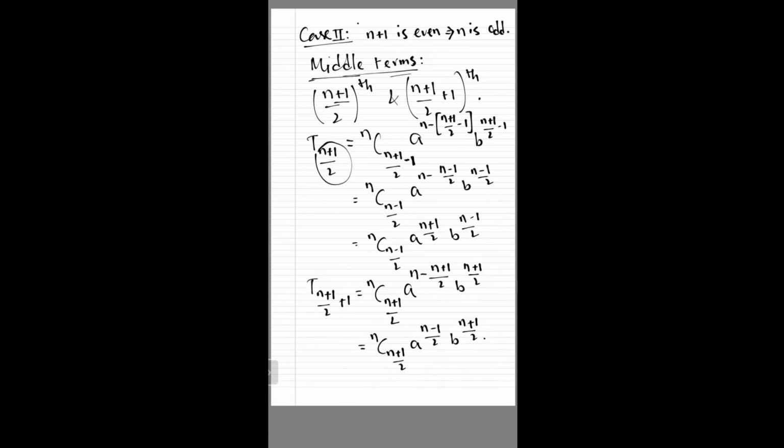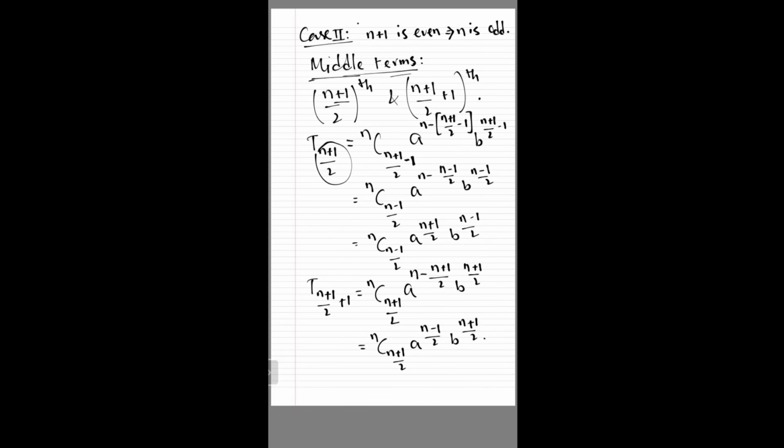And you can see there is a similarity, or you can say there is a symmetry in the terms. The first middle term corresponds to r equal to (n-1)/2, and the second middle term corresponds to r equal to (n+1)/2. Okay, so these are the two cases of middle terms.